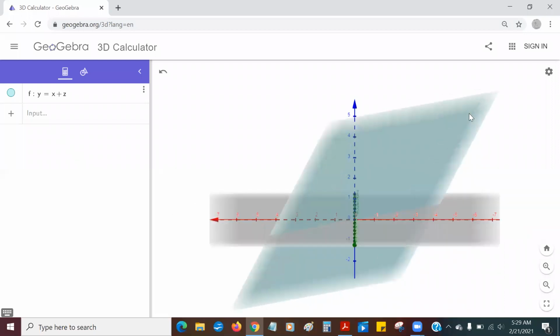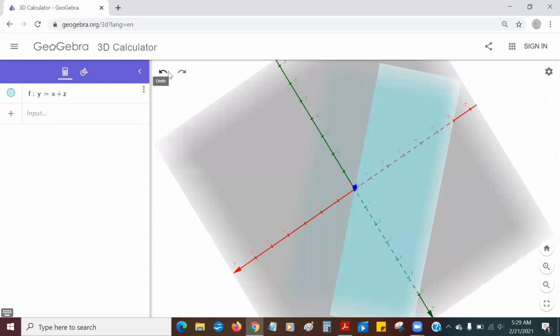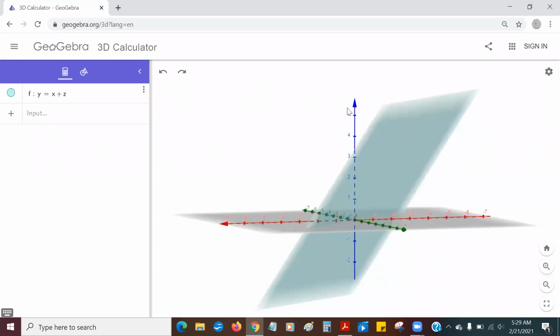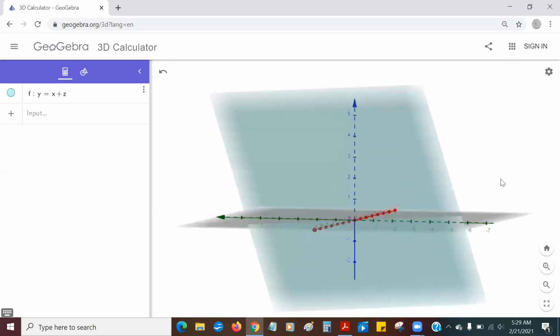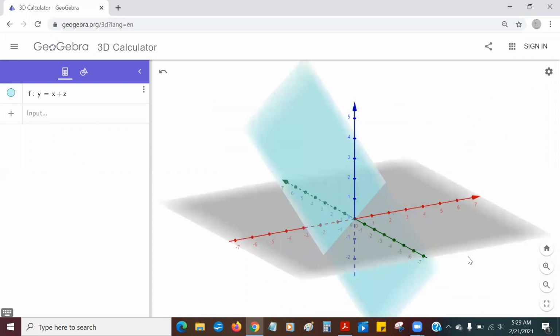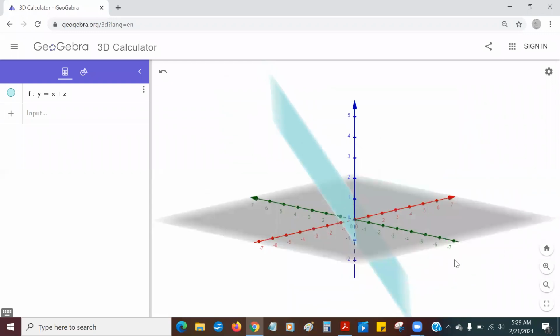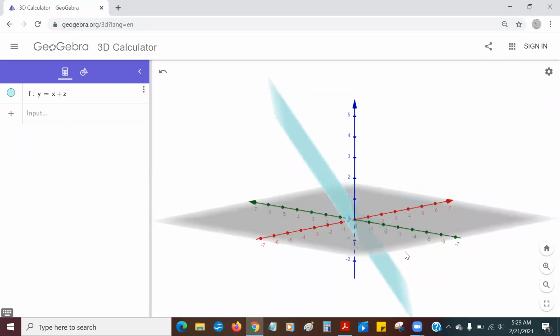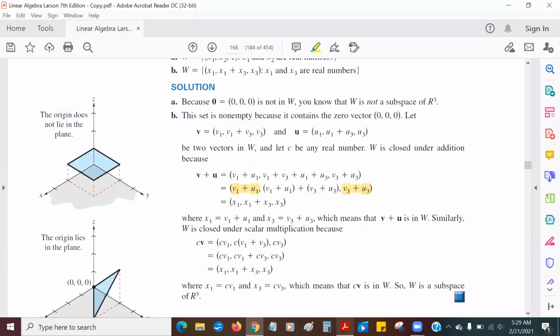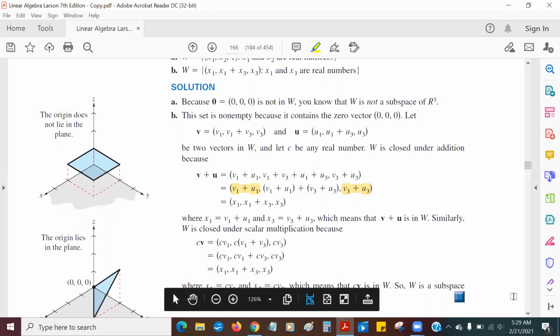Let's see. I hit that. No. Okay. If you're really good at this, which I guess I'm not, you can make it spin. Either way, notice that it's a plane that goes through the origin. That's really what I want to bring out here. It's a plane that's going through the origin. So let's go back to our notes. Okay, there we go.